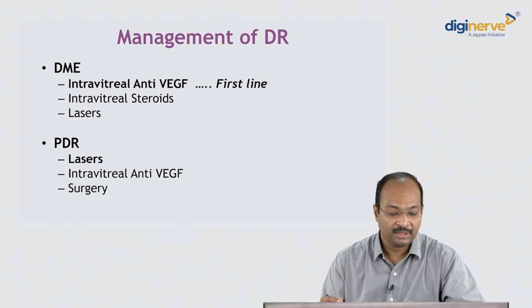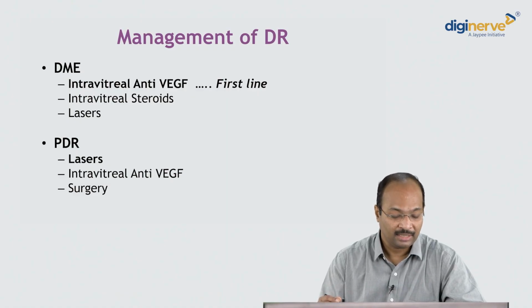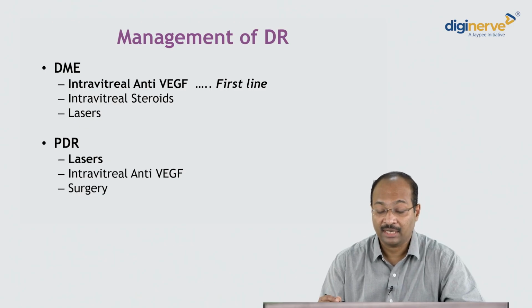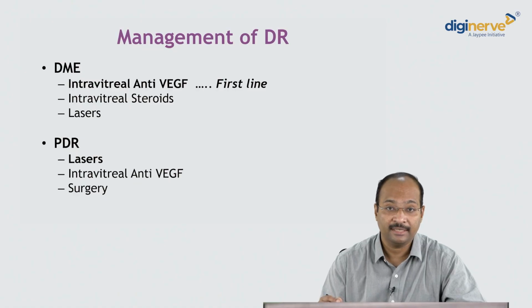Management of diabetic retinopathy: the two sight-threatening pathologies, diabetic macular edema and the proliferative tractional components. We have to take care of them. For DME, intravitreal anti-VEGF therapy injections are the first line of treatment. Intravitreal steroids may also be used. Lasers may be used also. In proliferative diabetic retinopathy, lasers are the mainstay. Panretinal photocoagulation, we'll see that in a bit.